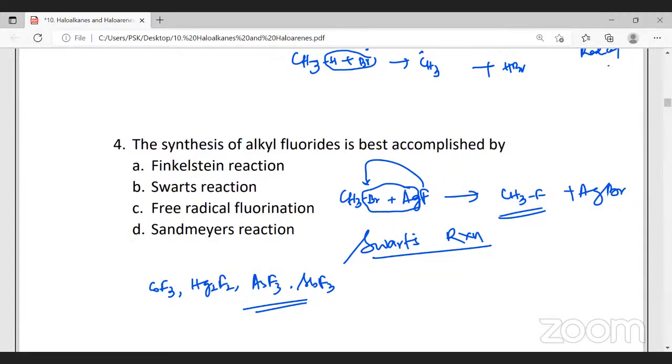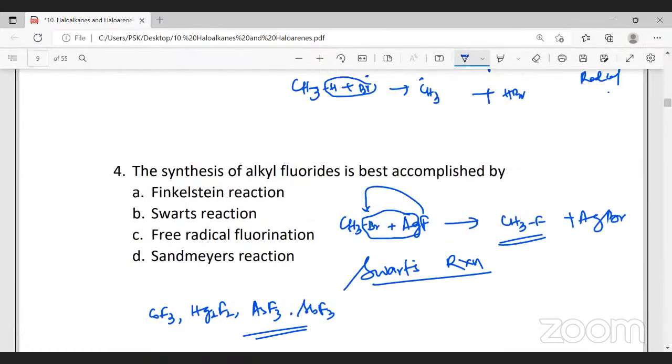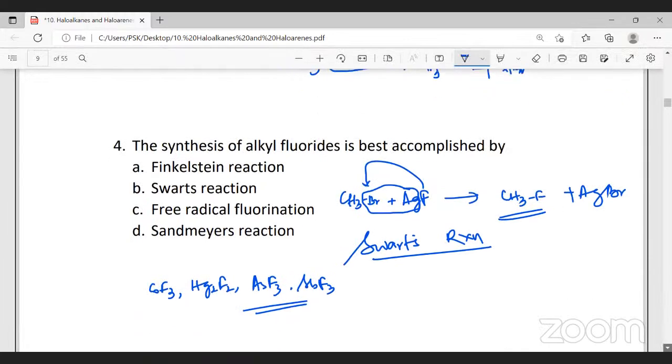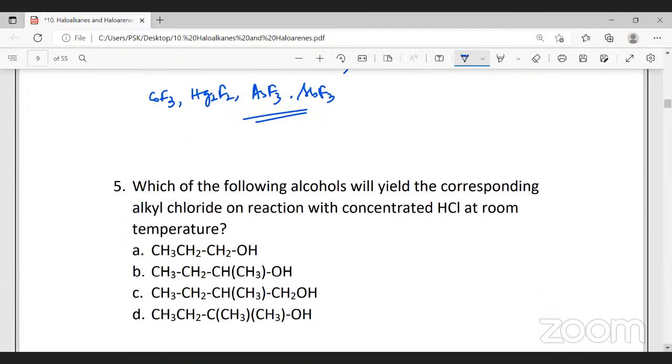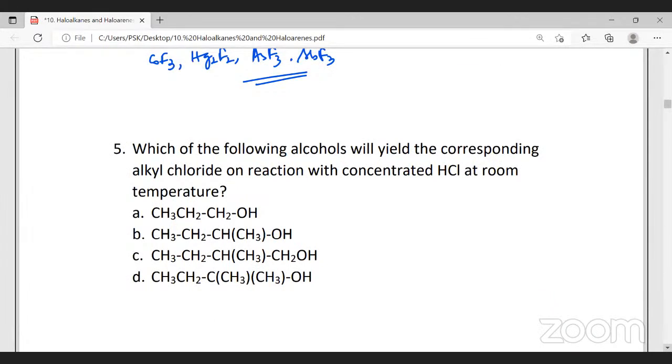The next question. All right. Which of the following alcohols will yield the corresponding alkyl chloride on reaction with concentrated hydrochloric acid at room temperature? Think and tell me the answer.